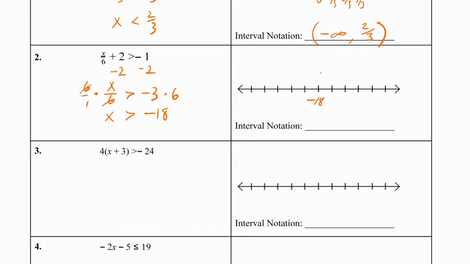You can put -18 right in the center, an open circle above it, and we want to pick x values that are larger than that, like -16, -14, not -20 or -22. Our interval notation would be an open parenthesis from -18 to positive infinity.